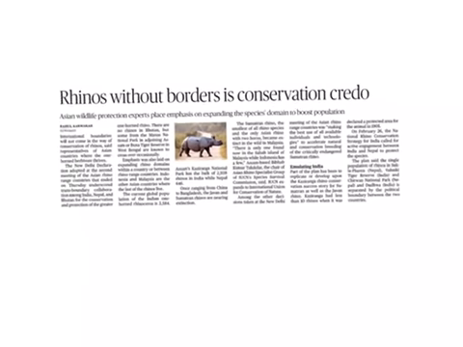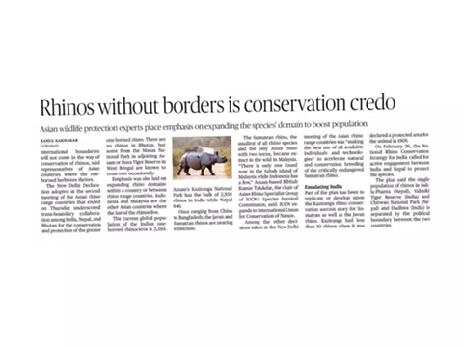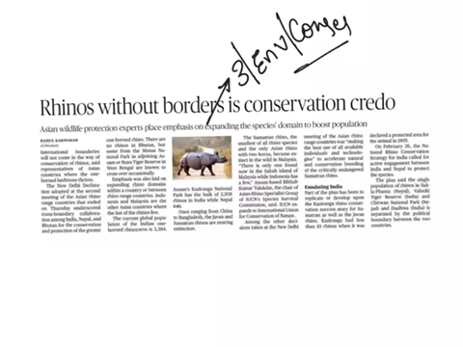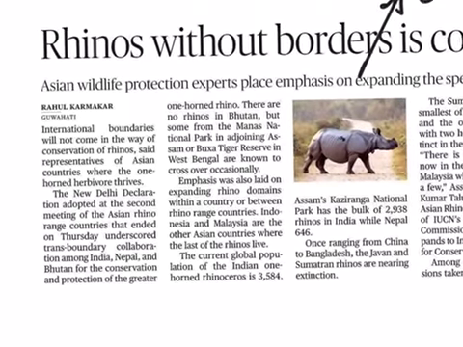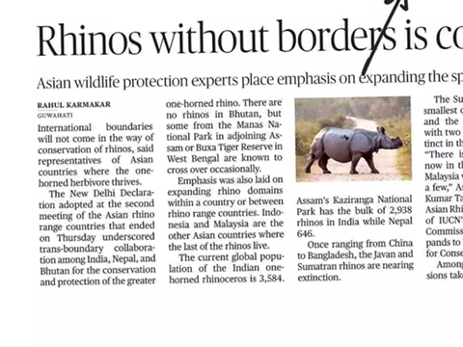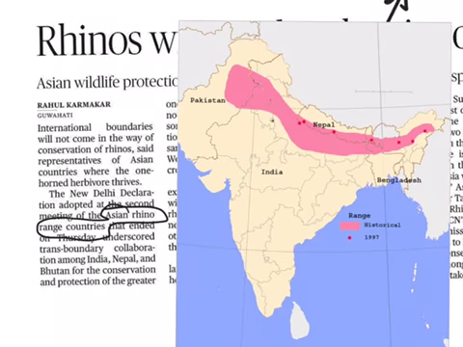The next article is Rhinos Without Borders is Conservation Credo. This article comes under GS paper 3 under the topic of environment, and the subtopic is conservation. The entire article is talking about the conservation of rhinos, and about the Asian rhino range countries. What are the countries in Asia that have this rhino population? It is India, Nepal, Bhutan, Indonesia and some parts of Malaysia.